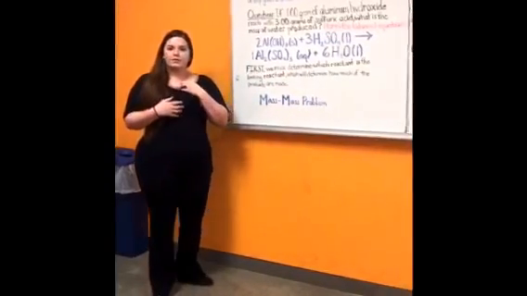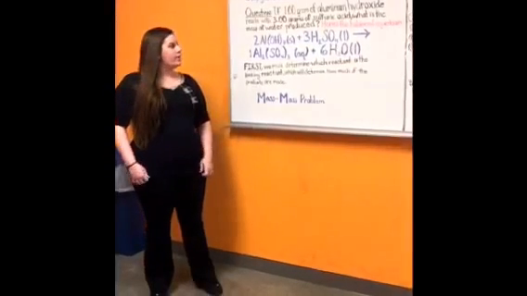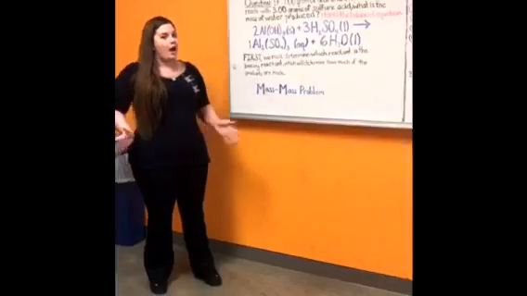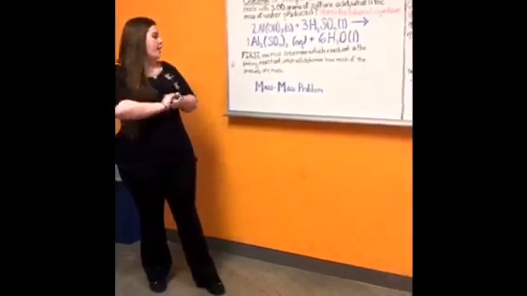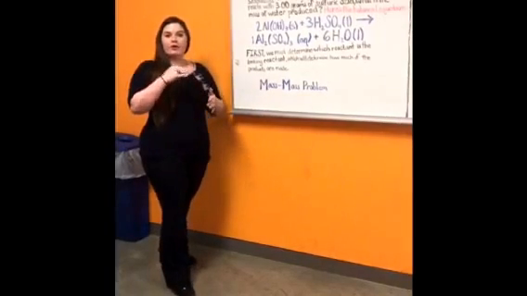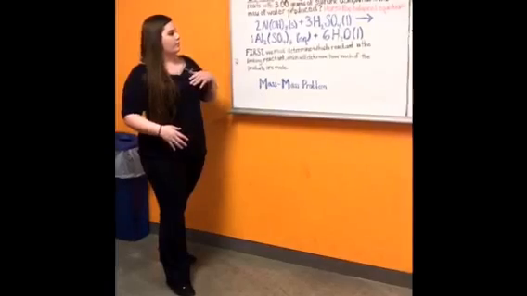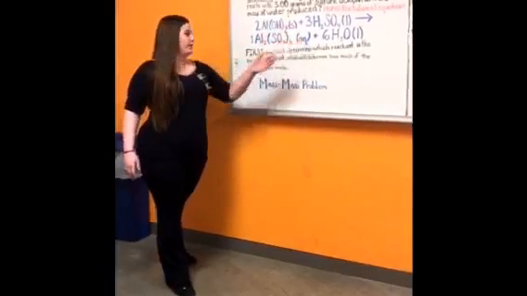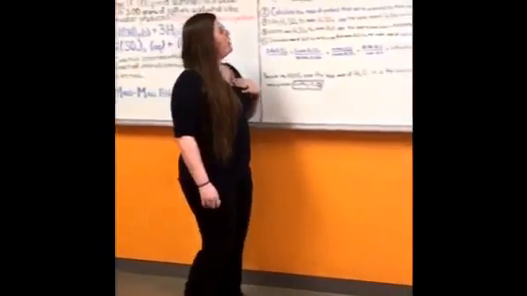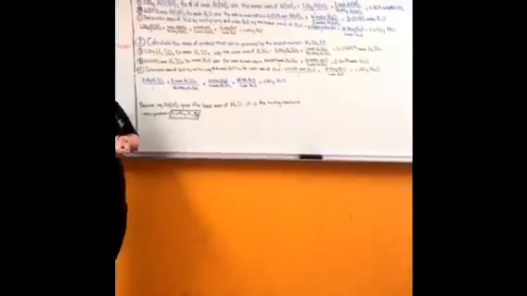And my question is number 65. If 1 gram of aluminum hydroxide reacts with 3 grams of sulfuric acid, how many grams of water does that produce? Alright, so first we're going to determine which reactant is the limiting reactant. It's either going to be aluminum hydroxide or sulfuric acid. So this is a mass-to-mass problem, and we approach this by determining which reactant is the limiting reactant.